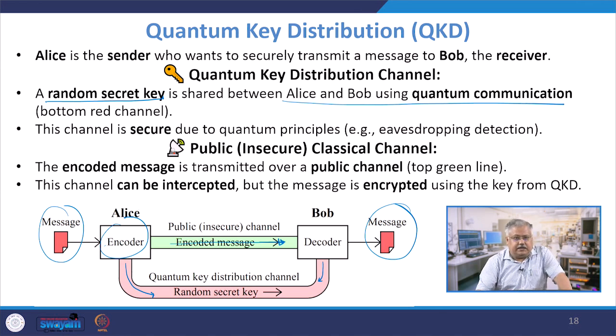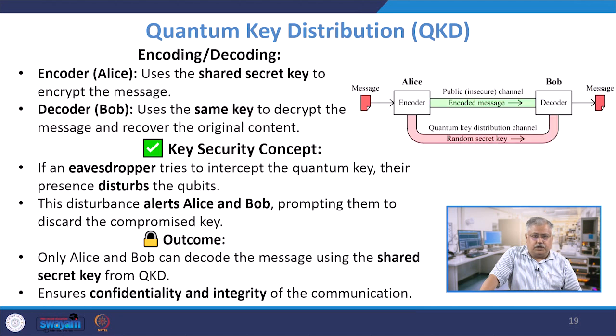The channel is secured due to quantum principles. However, the insecure channel can be intercepted, but the message is encrypted using the key from the QKD. So with the QKD key, which is a random key, you will never be able to recover any message going through the channel. The encoder uses the shared secret key to encrypt the message. The decoder does the reverse: it uses the same key to decode the message and recover the original signal.